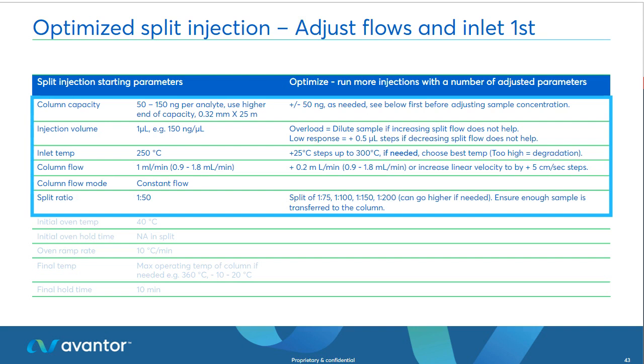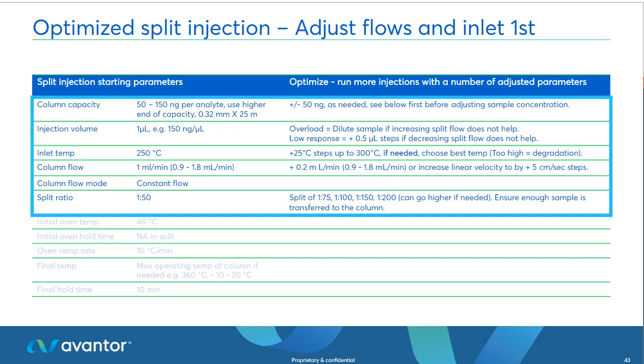So then when we go back up to column capacity and injection volume, if we have a look at injection volume, if you see an overload of the sample and increasing the split flow isn't helping, then dilute the sample. If you're getting a really low response, then you can increase the sample volume that's injected. If the split flow doesn't help, again, by decreasing the split flow. But we need to make sure we're not overloading the inlet with too much volume because we don't want to cause a backflash. And that's when there's too much basically vapor that's inside the inlet.